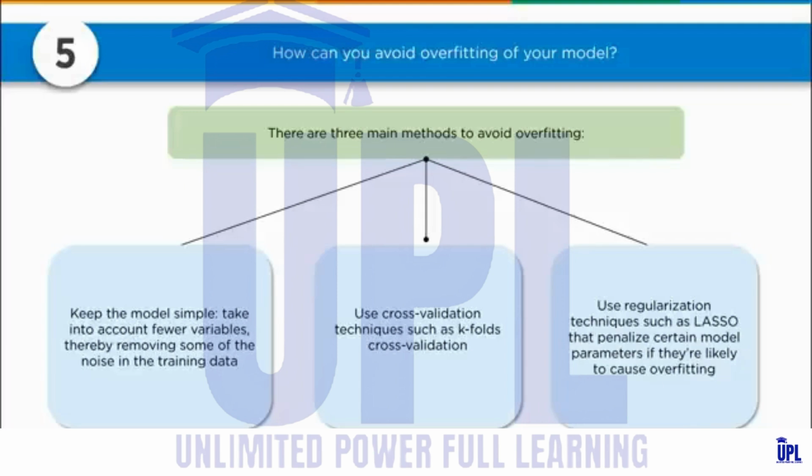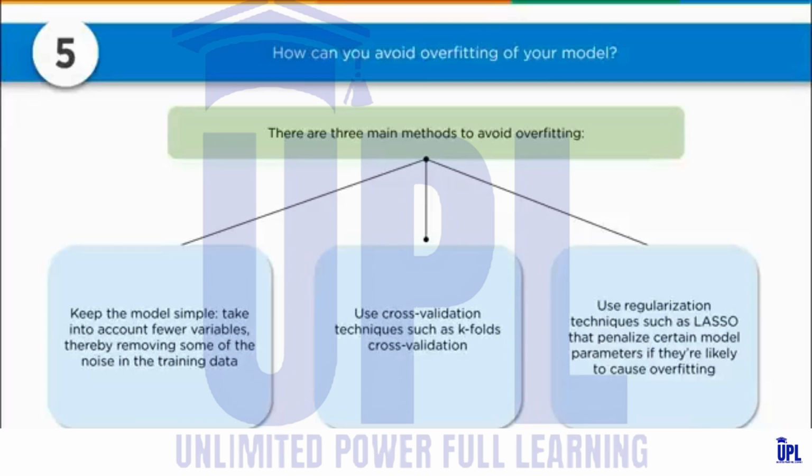Use cross-validation techniques such as k-folds cross-validation. Use regularization techniques such as lasso that penalize certain model parameters if they're likely to cause overfitting. And you should also be well aware that your cross-validation techniques are like a pre-data step, while your lasso and regularization techniques are usually during the process.